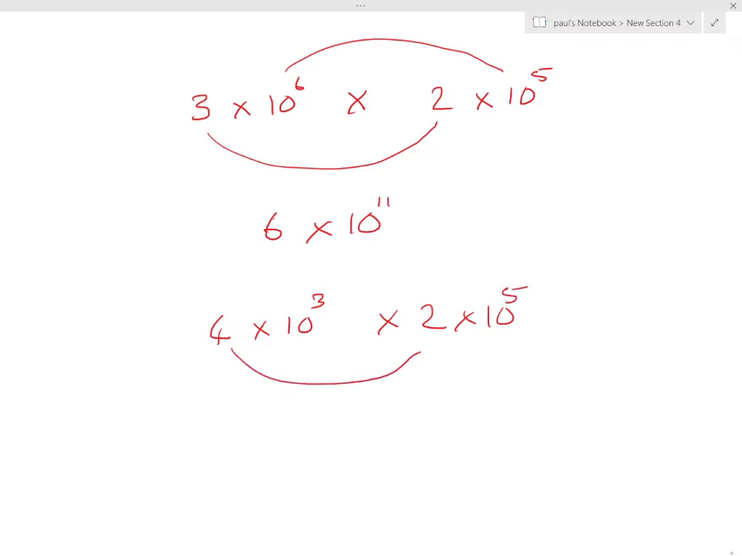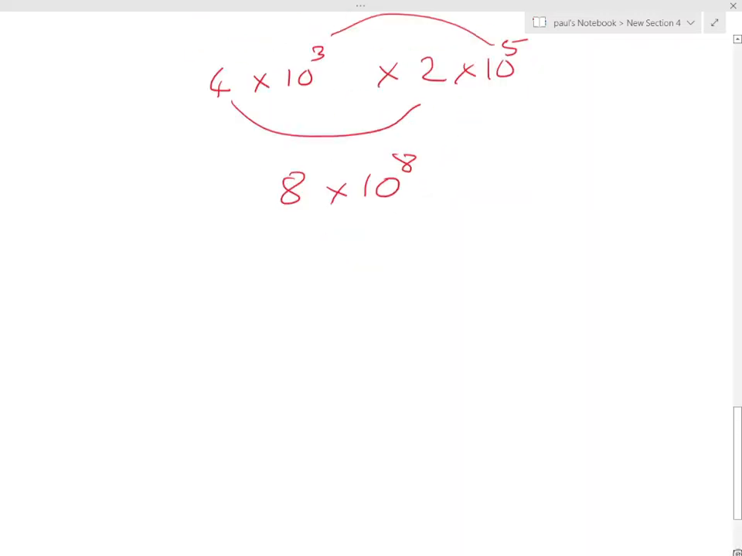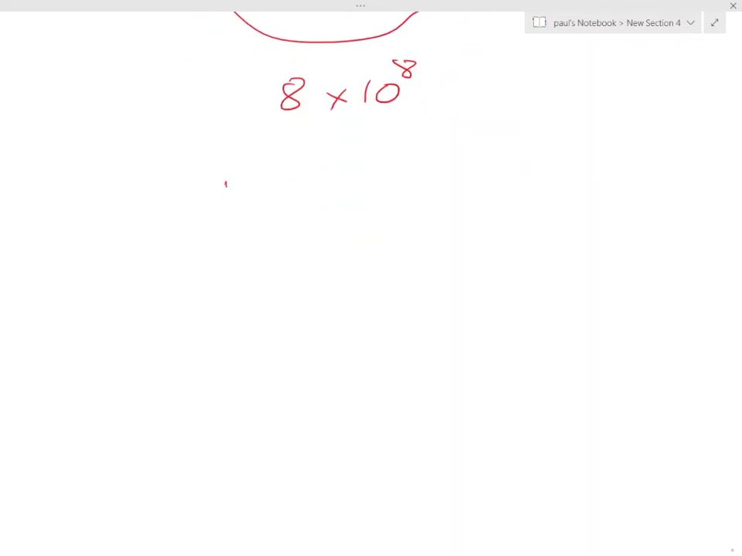So 4 times 2 is 8, and 10 to the 3 times 10 to the 5 is 10 to the 8. So they're already in standard form. Now, what happens if you get something like this?